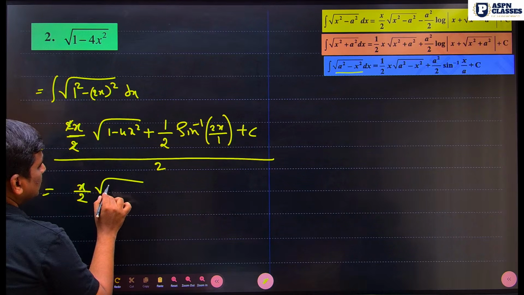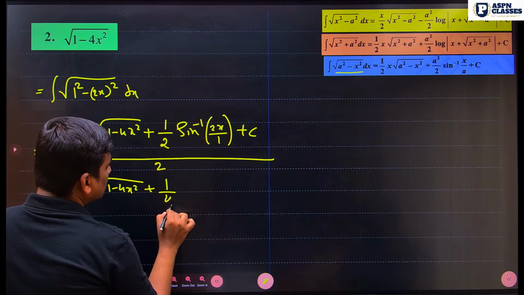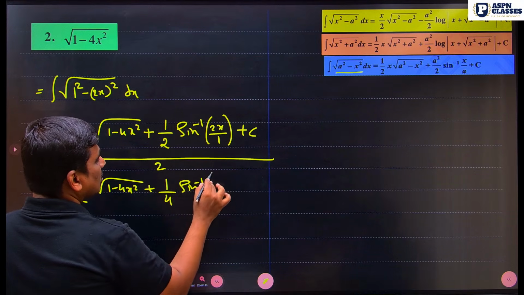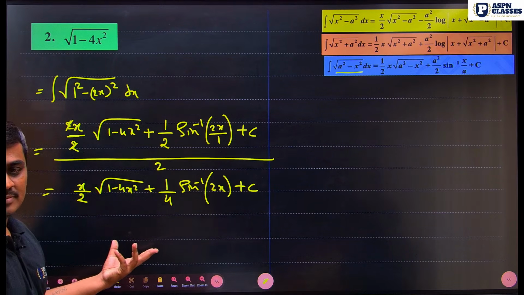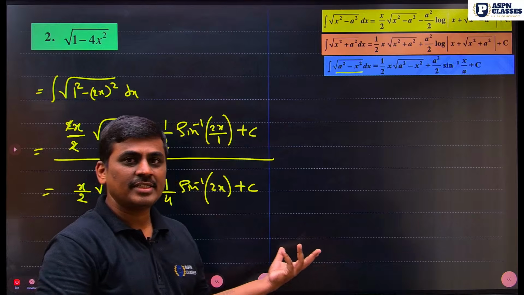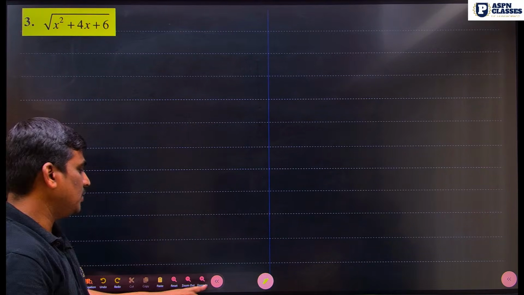Again here it is root 1 minus 4x squared. When I am dividing, the result is 2 to 4, so the answer is sine inverse of 2x plus c. This is the last answer. Okay students, I hope all of you are clear on this question. Next one, here is a very important question.